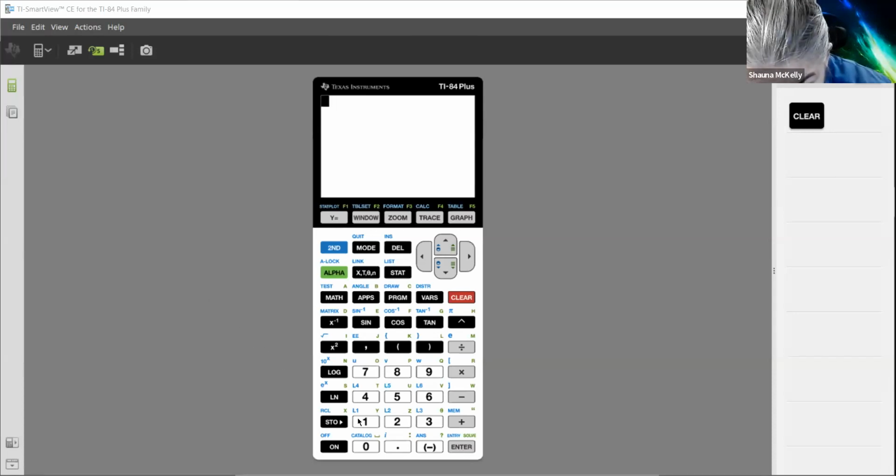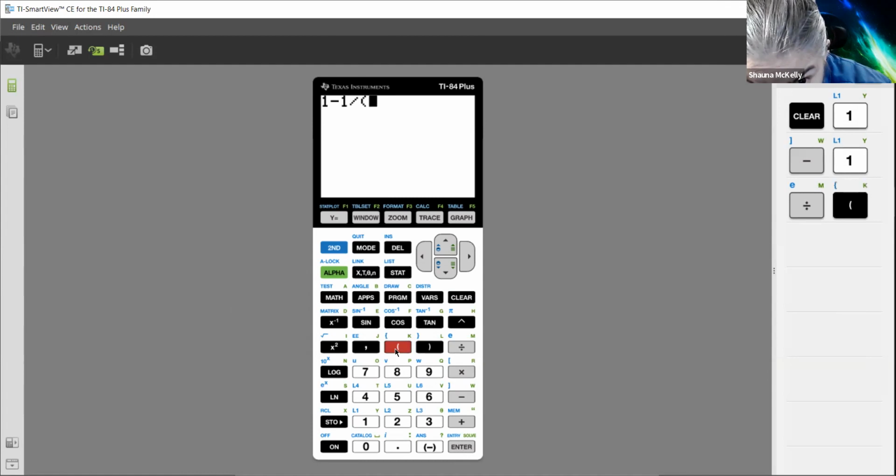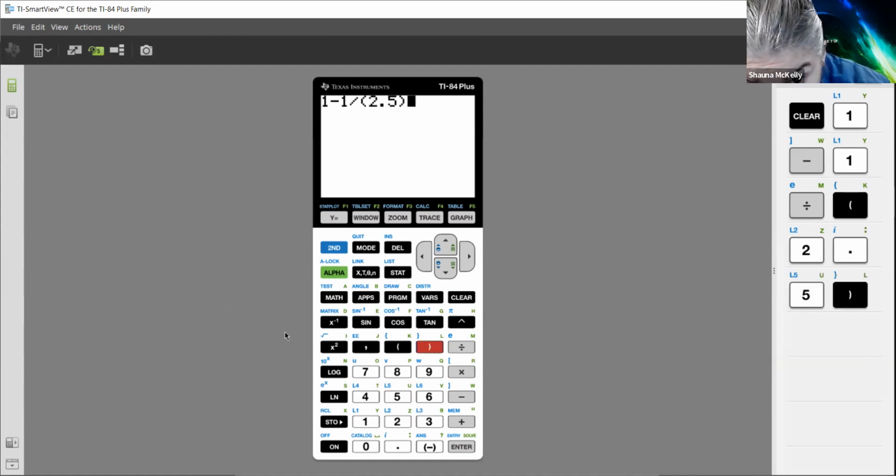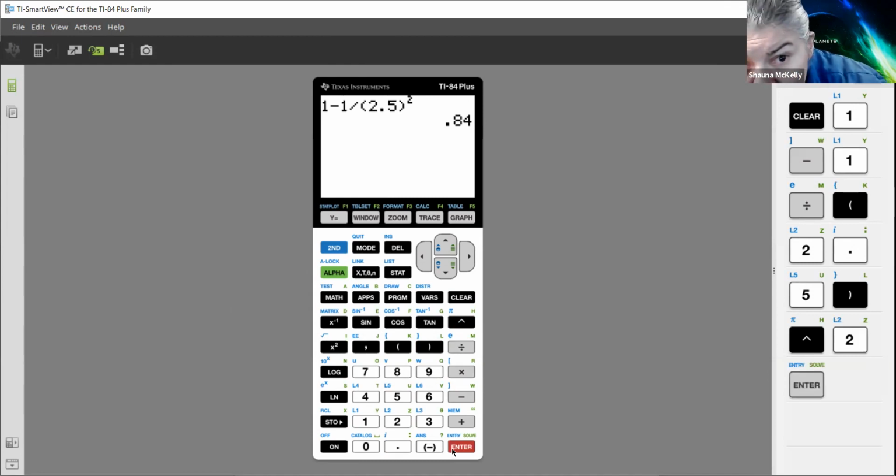So now we're going to share this part of the screen. And we have 1 minus 1 over, and at the bottom you want to make sure you put parentheses 2.5, squared. So you're going to square this. And we hit enter. And that gives me 0.84.